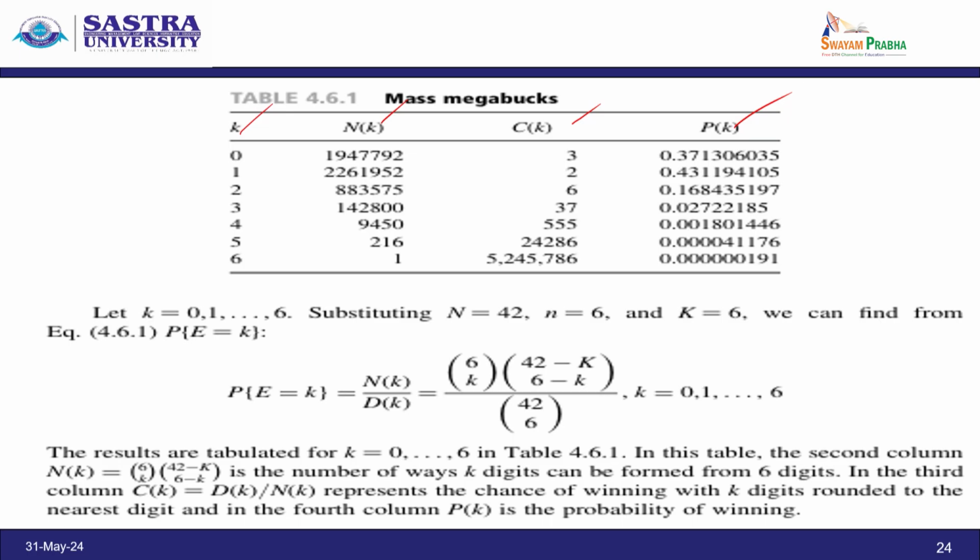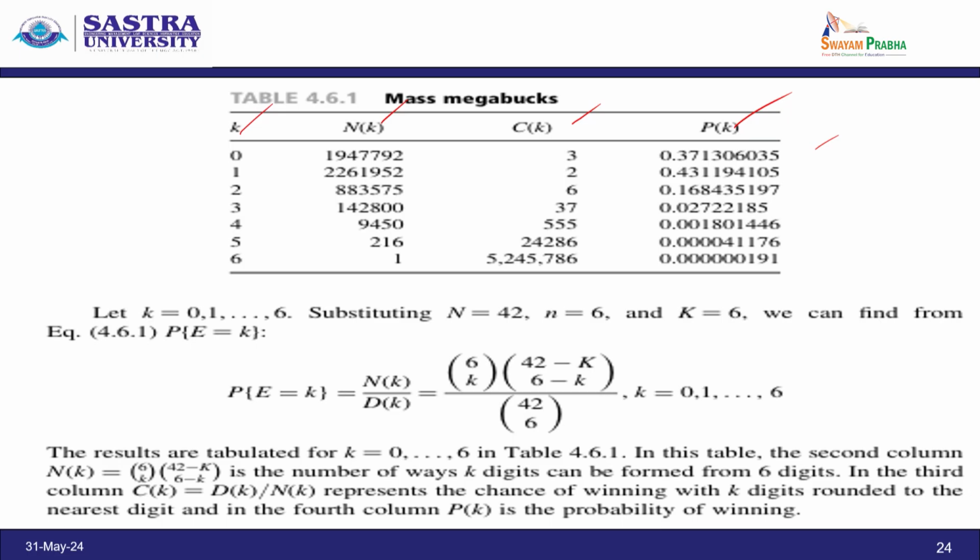So, start from k equal to 0 to 6, corresponding to winning with k digits. Suppose it starts with k equal to 0. Therefore, 6C0 is 1, 42 minus 0 is 42, 6 minus 0 is 6. Therefore, 42C6 divided by 42C6 is 1, and C of k is calculated. So, the probability is 0.3713060035.